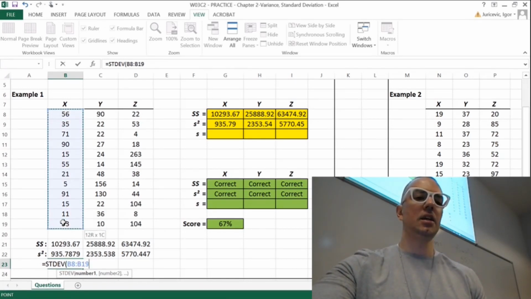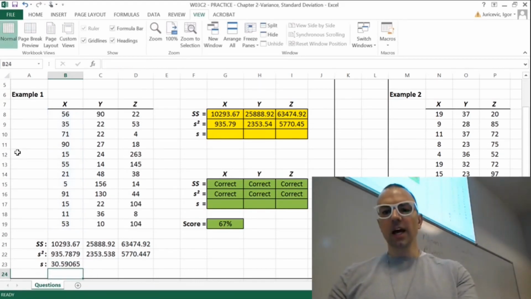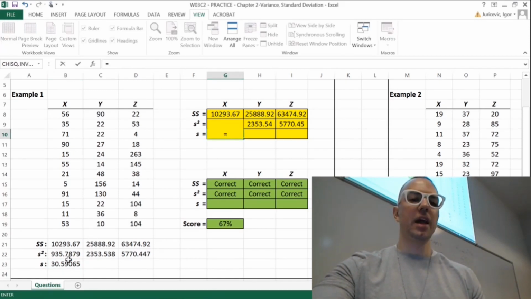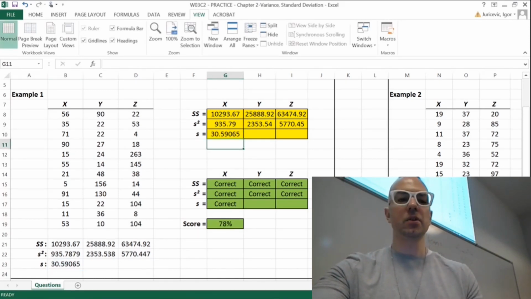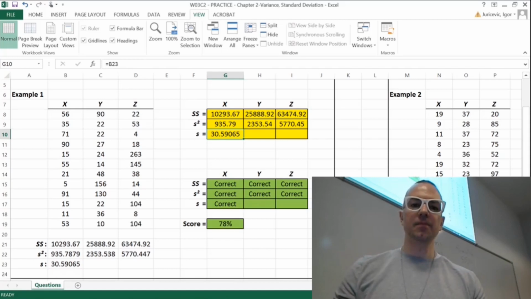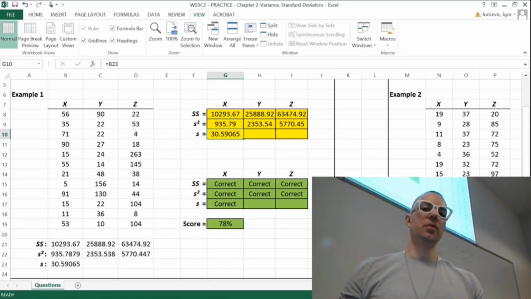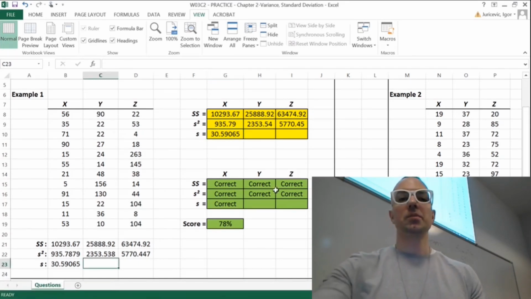So STDEV, open those parentheses, highlight your scores, close those parentheses, and we see that we have a standard deviation for the X scores of 30.59. And notice that this is exactly the square root of the variance. So standard deviation is the square root of variance. Variance is just your standard deviation squared. So that's the relationship between those two.